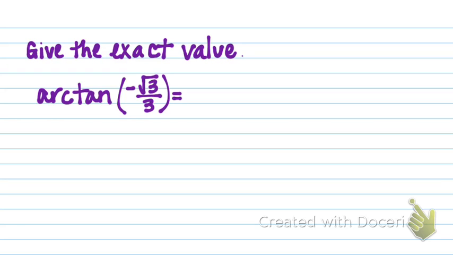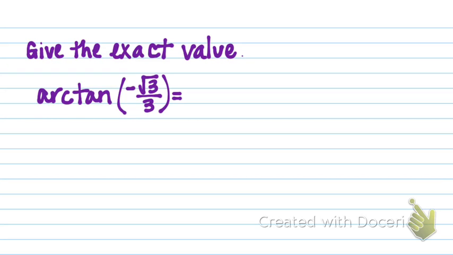Okay, last one here, I want to give the exact value. It says arctangent of negative square root of 3 over 3. Arctangent, remember, is the same thing as inverse tangent. So this means what angle does tangent have a value of negative square root of 3 over 3? So this is where you could use your unit circle, and you're just finding out what angles tangent has negative square root of 3 over 3.